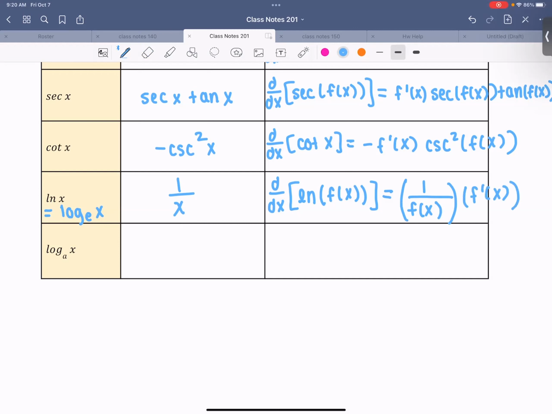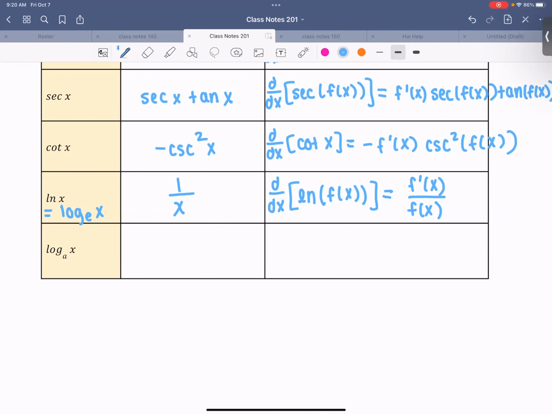Another way to clean this up is to stick the derivative of the inside on the top. So it's actually f prime of x over f of x. Any questions so far?